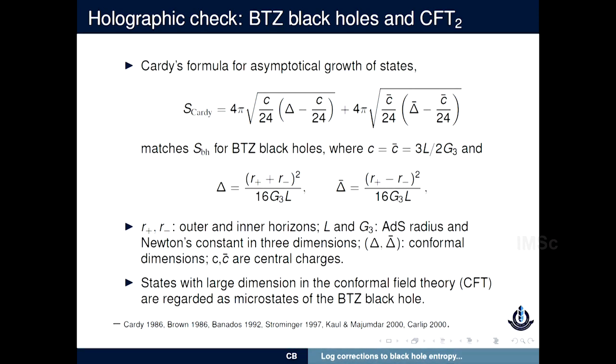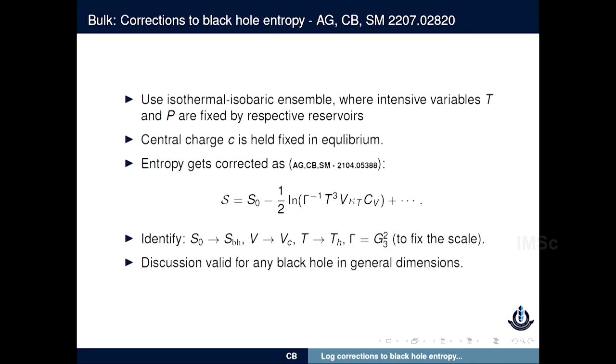The Cardy formula can be rewritten in terms of the Bekenstein-Hawking entropy formula. This is well known. And states with large dimension in the conformal field theory are regarded as the microstates of the BTZ black hole. Okay. So the log corrections here have been computed and they have been matched in the bulk and boundary.